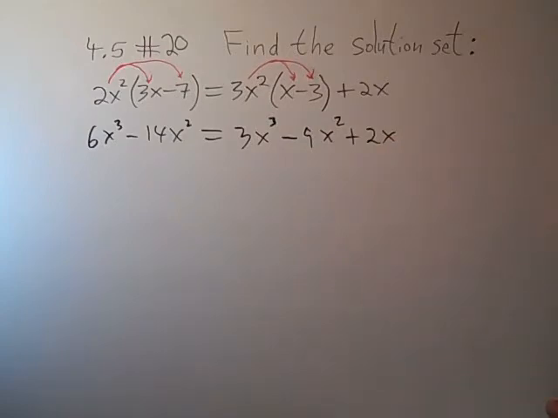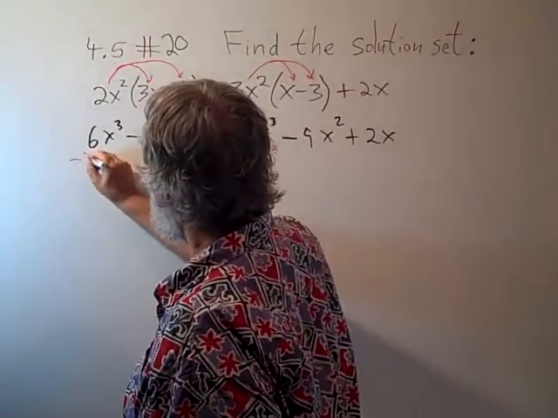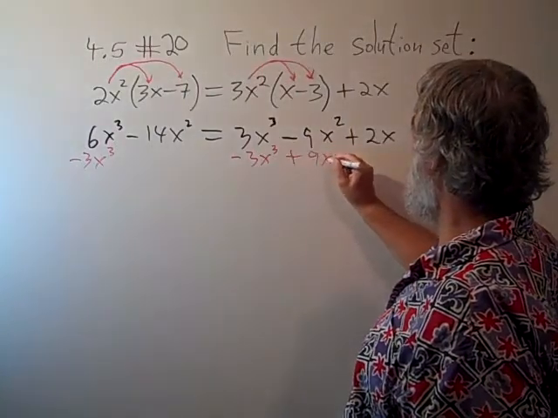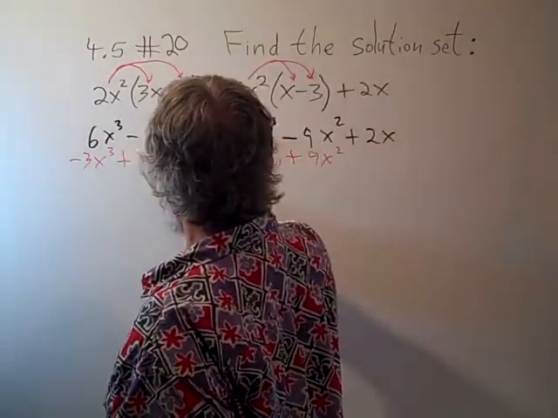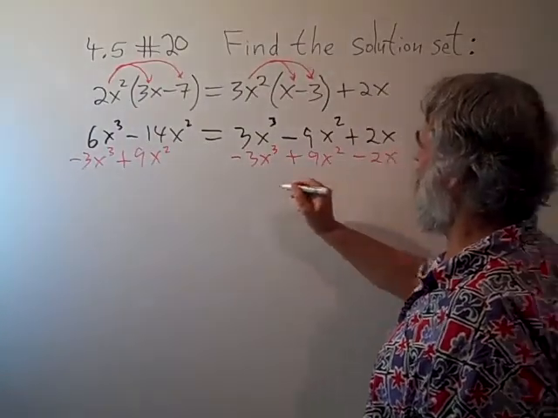So now we want to get everything on the same side of the equal sign. So I'm going to take away 3x cubed from both sides. I'm going to add 9x squared to both sides. And I'm going to subtract 2x from both sides.